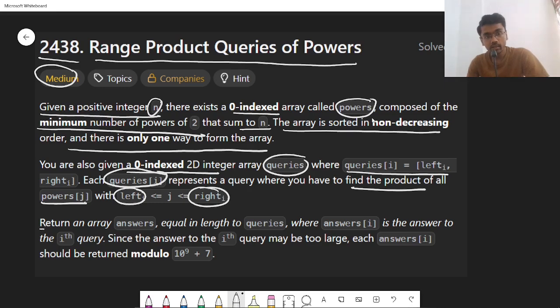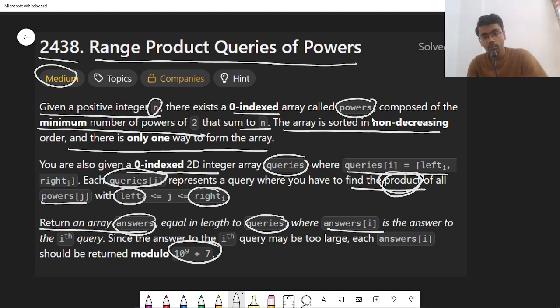In the end we need to return an array answers of length equal to the length of queries, where answers[i] is the answer to the ith query. And since the answer can go very large, since we need to do product operations, we just need to take mod after taking each and every product. So this is the problem statement. Let us understand with the help of the first example what the question means to say and try to find some solution out of it.